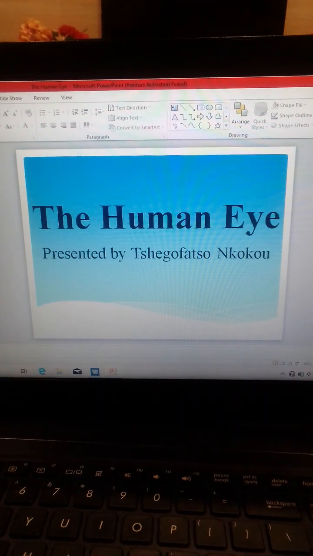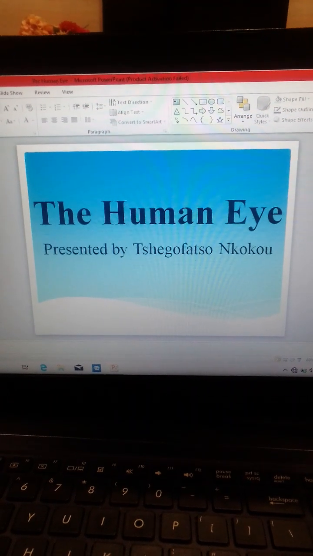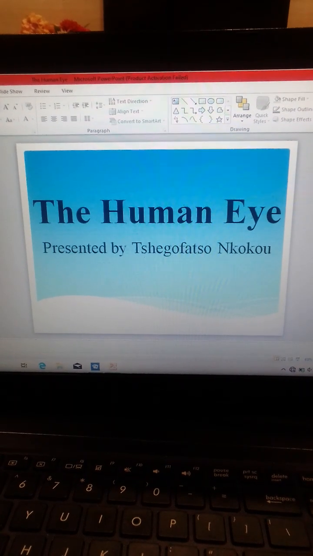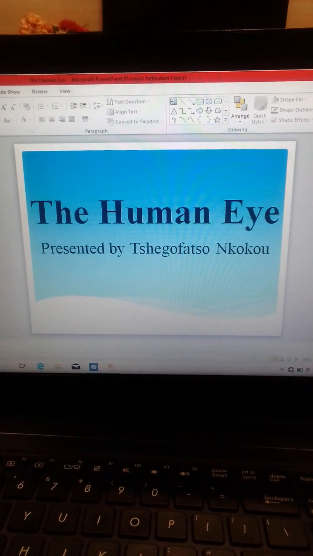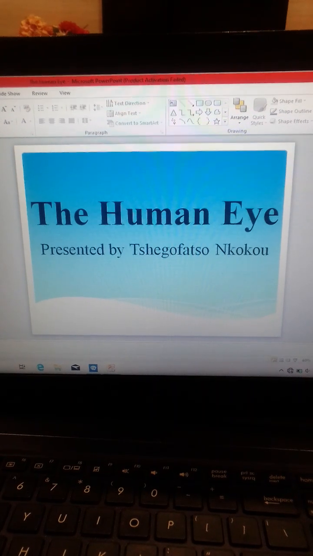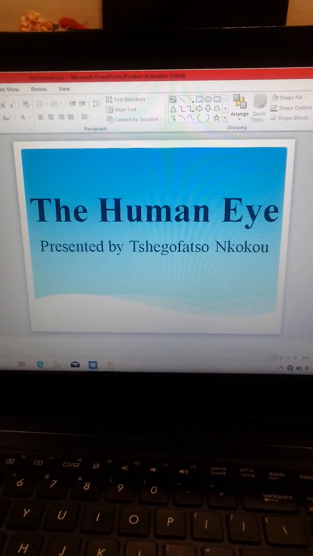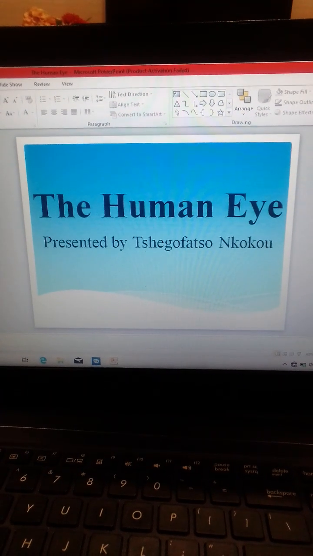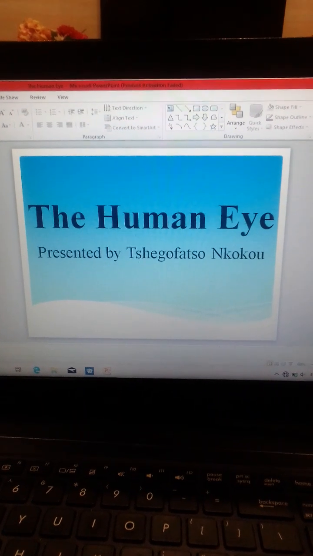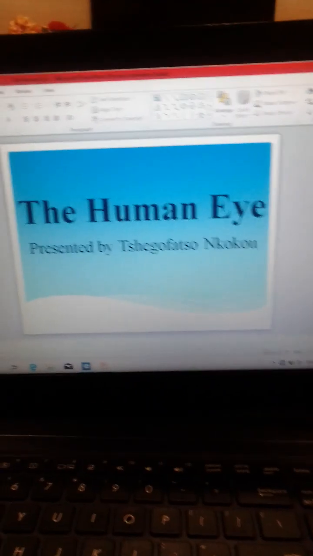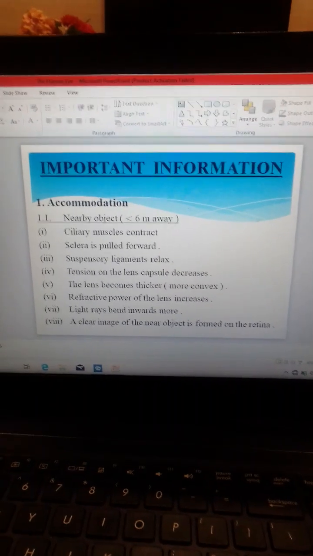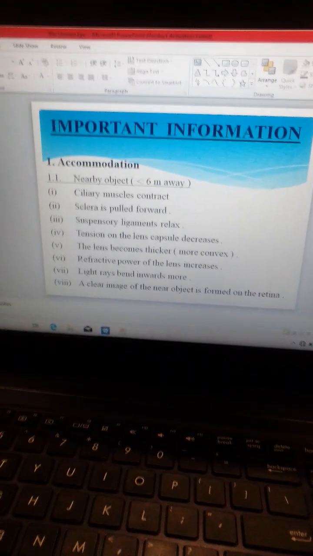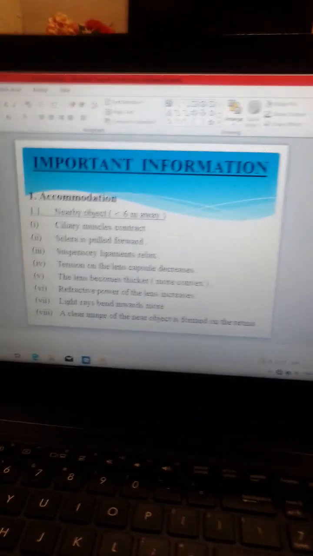Right now we're going to be dealing with the human eye. Please note we will be doing the structure of the human eye in the second segment. Here the questions are focused on the functions of the different parts of the human eye as well as some of the visual defects. So the important information that I need you to know is accommodation.